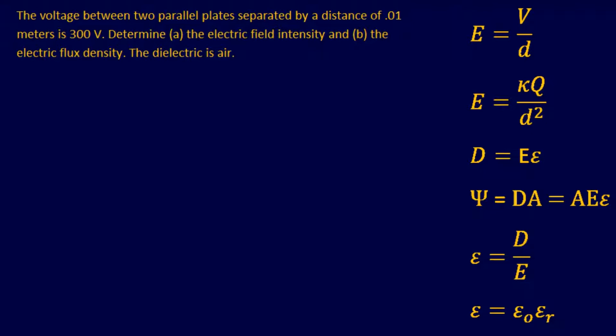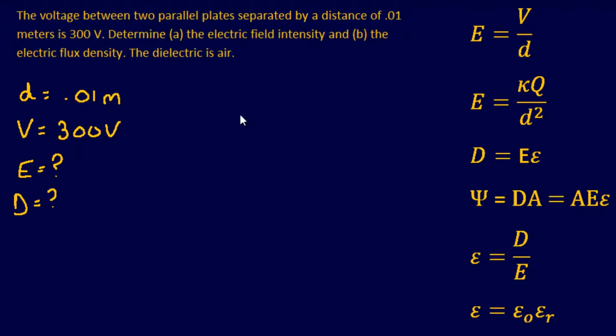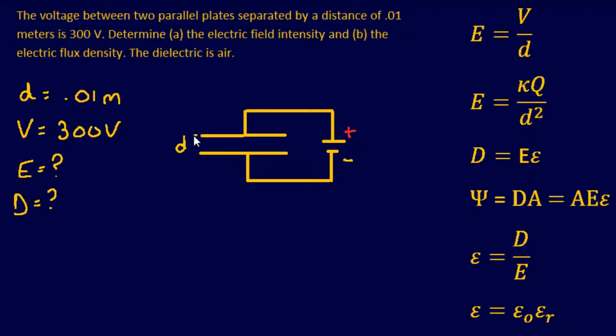Well, let's log what we know first. So right now we know distance, so we know delta, which is 0.01 meters. So that's pretty simple. Next we know voltage, which is 300 volts. And we want to find the electric field intensity, so we want to know what E is. And we also want to find out the electric flux density, which is uppercase D. And let's see if I can draw a diagram here to give you an idea of what we're looking for. So we have a distance between here and here of 0.01 meters.